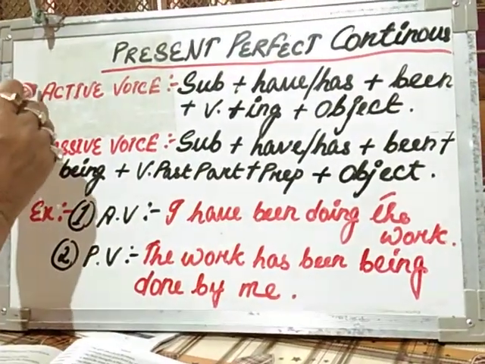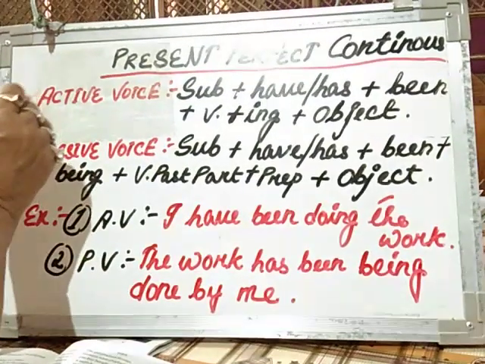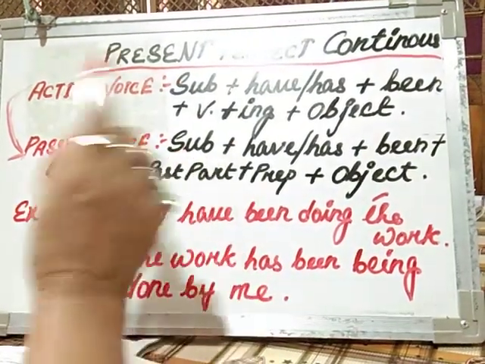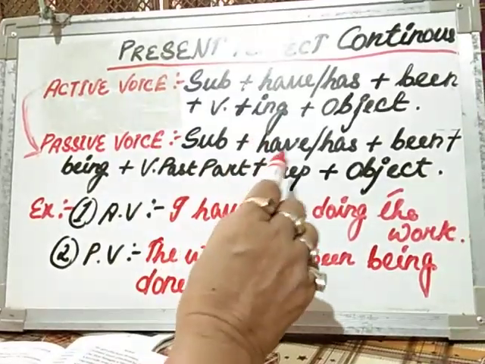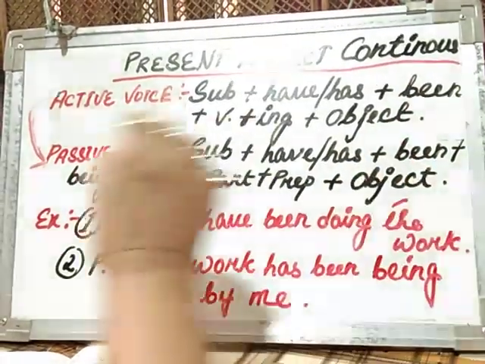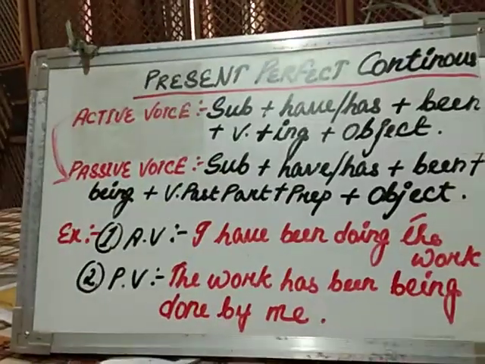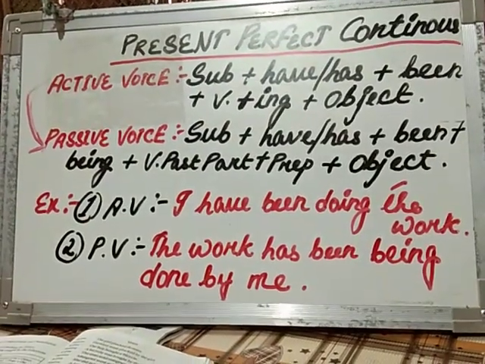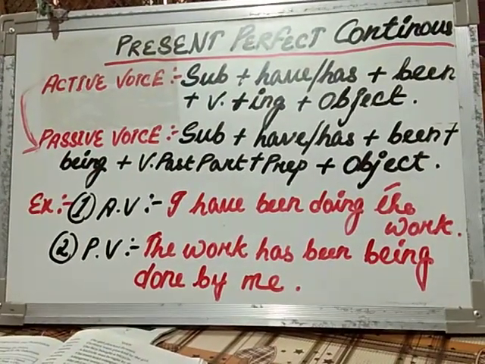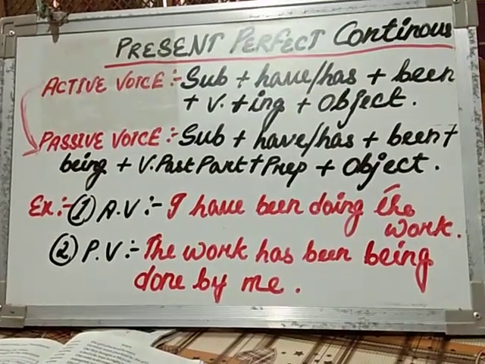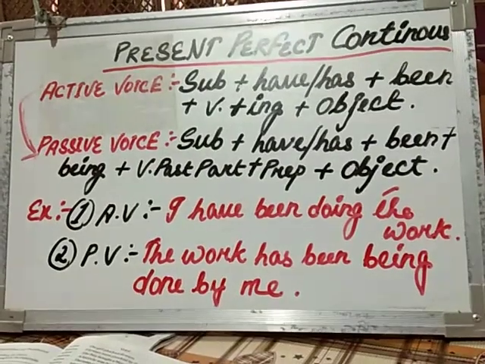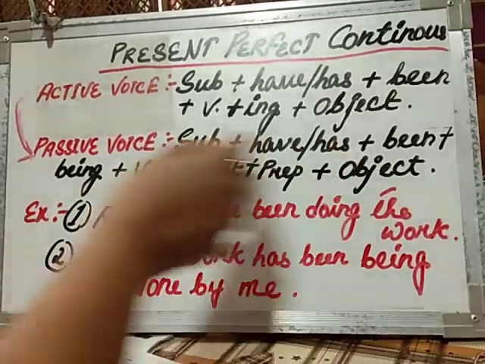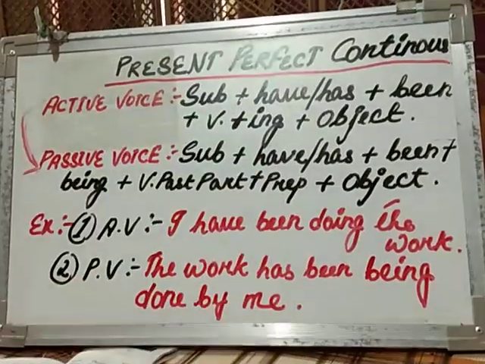When we change this active voice to passive voice, what do we have to do? We have to change the subject. Subject plus have or has plus been plus being. So here we are adding one more thing. You just remember: subject plus have or has plus been plus being. Been is also there, being is also there. Then again the past participle form of the verb and preposition plus object. It will be a lengthy one, no? So you have to keep it in your mind.